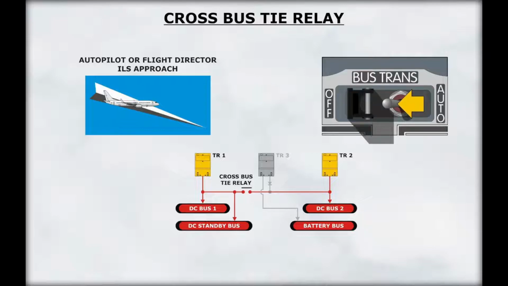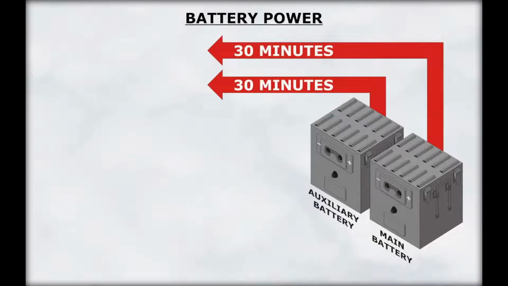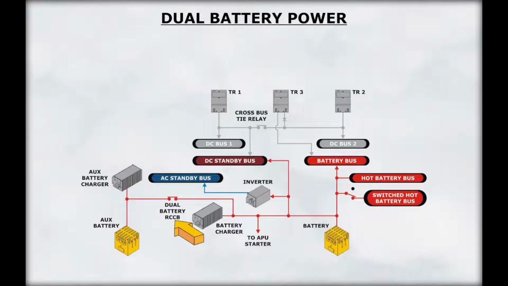Two 24-volt NiCad batteries are located in the electronics compartment. They are used to supply DC power to start the APU and to power essential equipment when the aircraft has lost all electrical power. Two fully charged batteries can power the essential equipment for 60 minutes. The main and auxiliary batteries supply 30 minutes of power each. When the standby system is powered by the batteries, the main and auxiliary batteries are connected in parallel. At all other times, the auxiliary battery is isolated from the power distribution system.